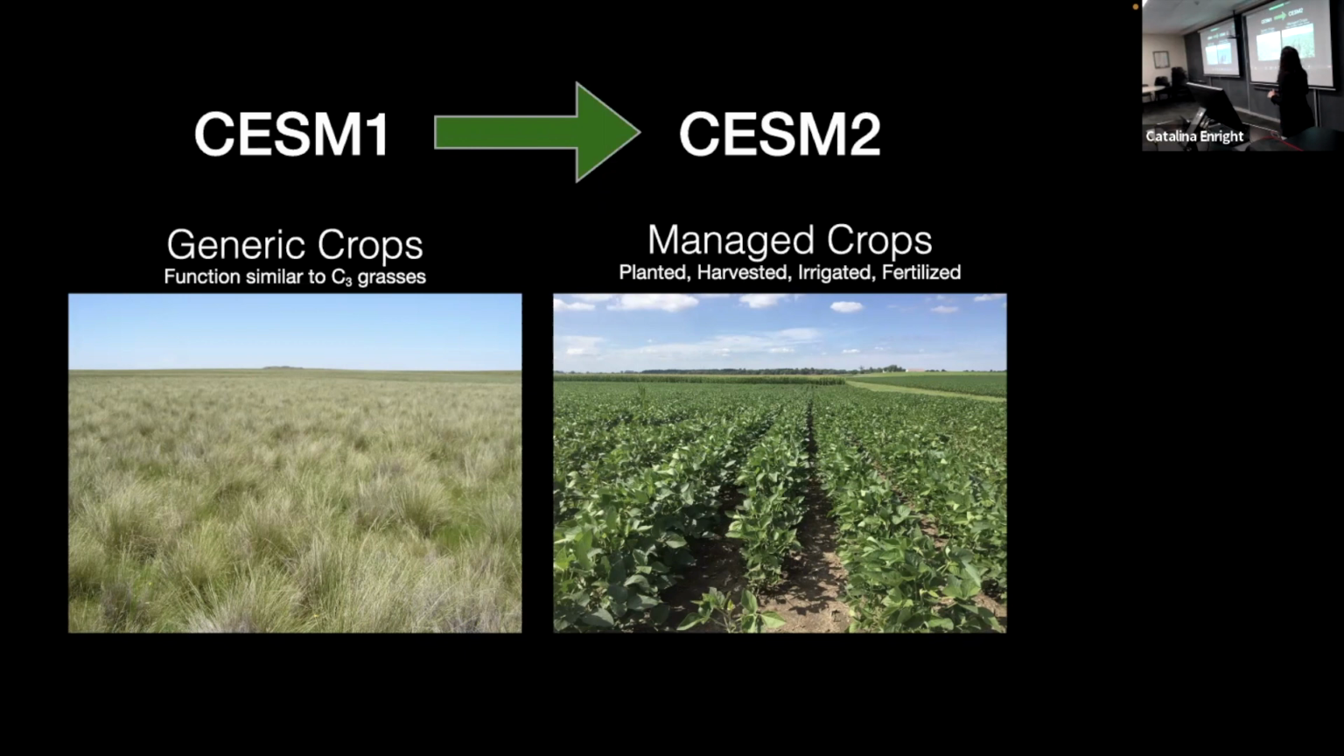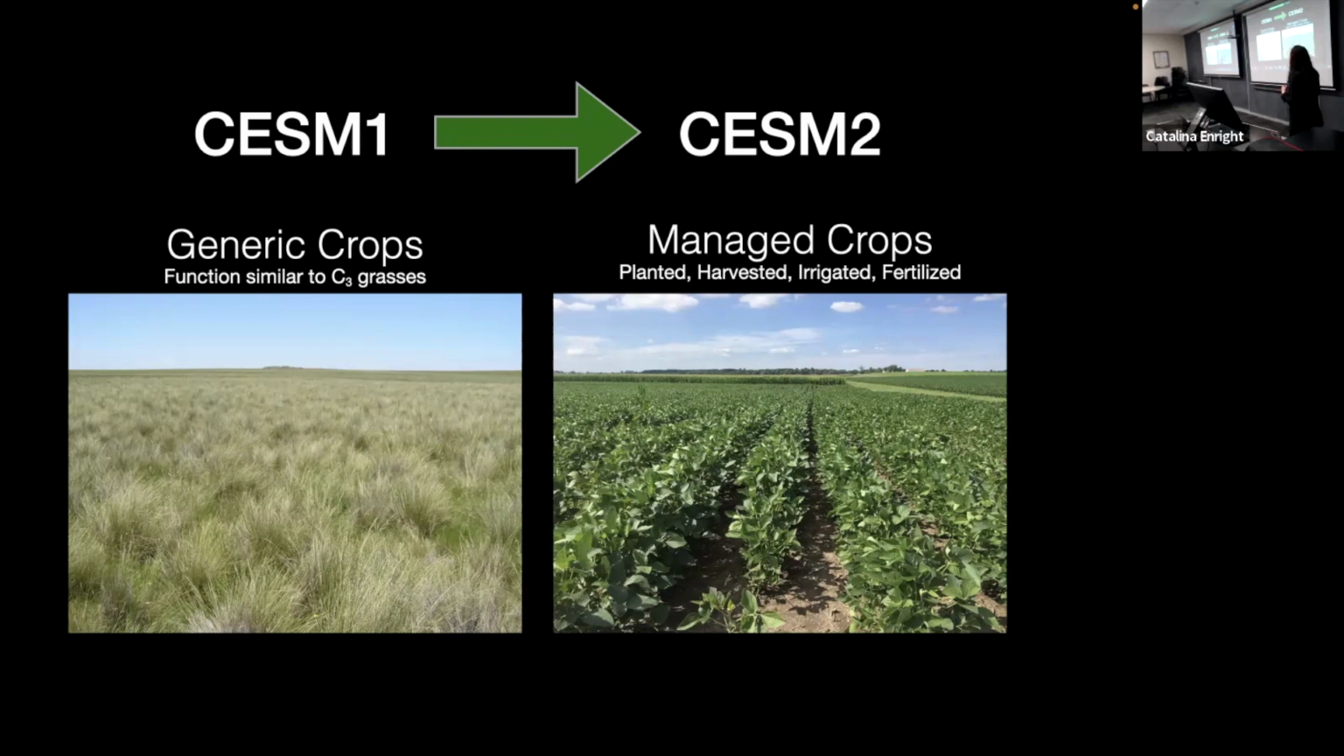But in CMIP5, those older versions of the CMIP models, we used the Community Earth System Model 1, which had generic crop representation, where crops function similarly to C3 grasses. This is what all Earth System models were using in CMIP5, and CESM is the only Earth System model that now includes managed crops in the newer version, CMIP6, the Coupled Model Intercomparison Project version 6.